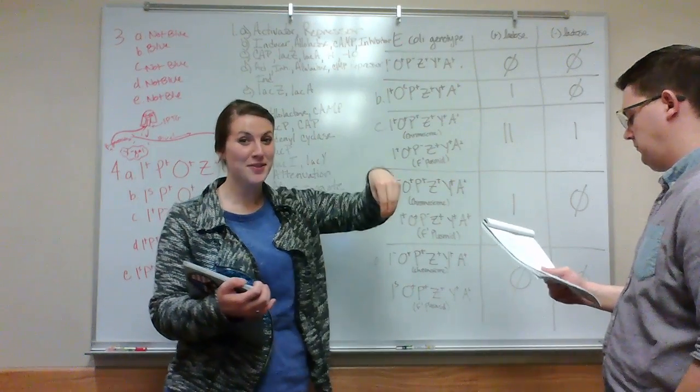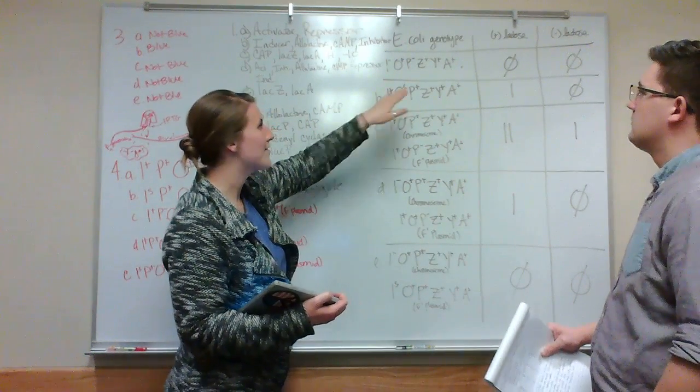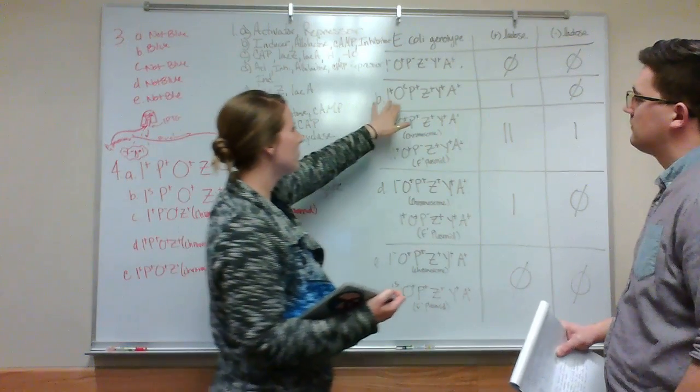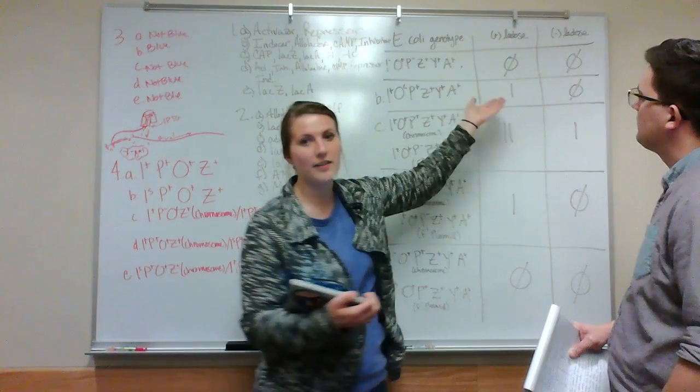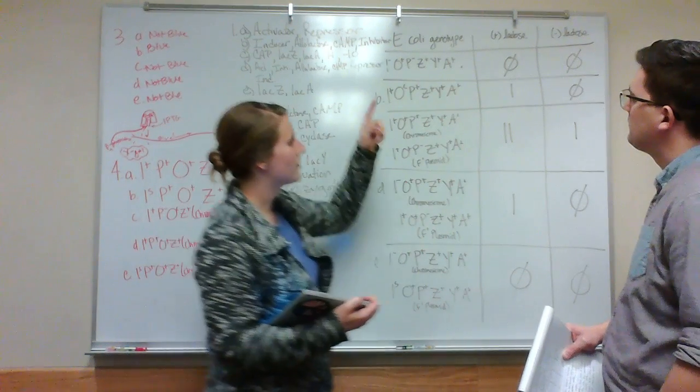but you have the operator, the site where the repressor binds, and it's not able to bind there, and so it won't bind. And so with lactose present, you will get yellow, but without lactose, you won't get yellow.